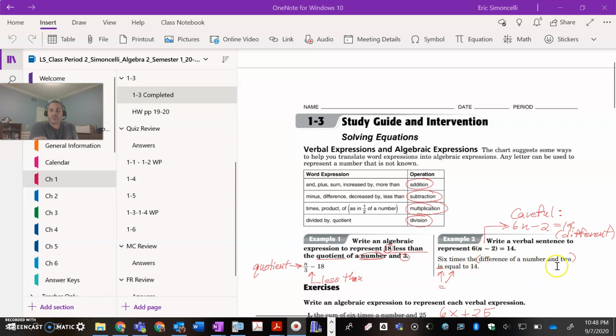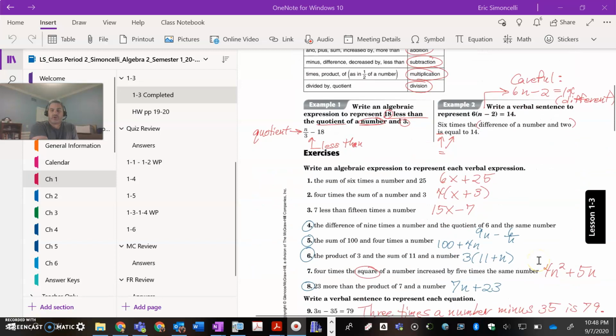So I actually put parentheses around difference of a number and 2 just to kind of designate that you are multiplying by the difference. Okay, so then of course set it equal to, or say is equal to 14, and that puts a nice finishing touch on this particular verbal sentence. Be careful because we will run into this possibly later here.